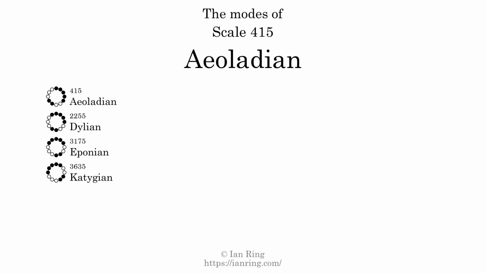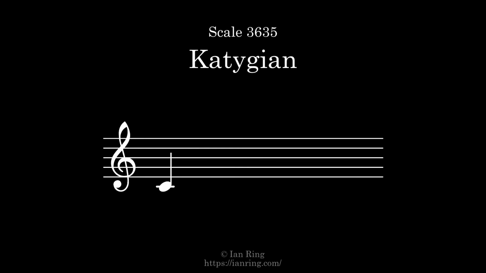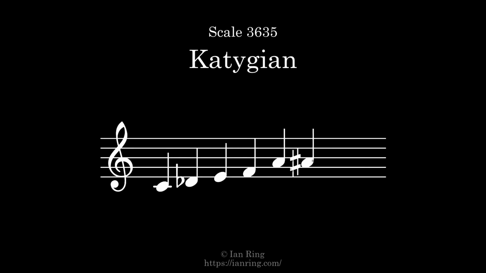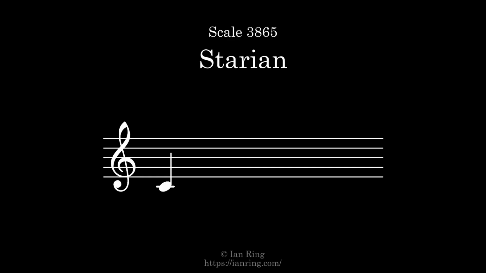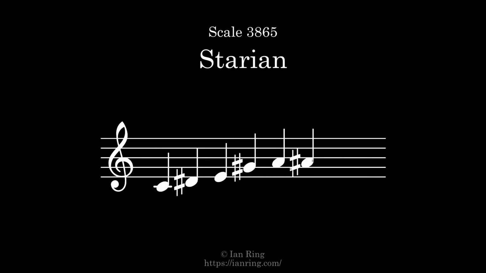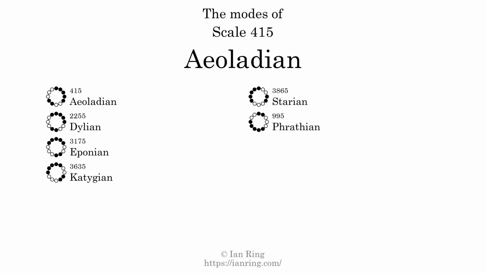The fourth mode is scale 3635, also known as heptatonic. It sounds like this. The fifth mode is scale 3865, also known as Aeoladian. It sounds like this. The sixth mode is scale 995, also known as Aeoladian. It sounds like this.